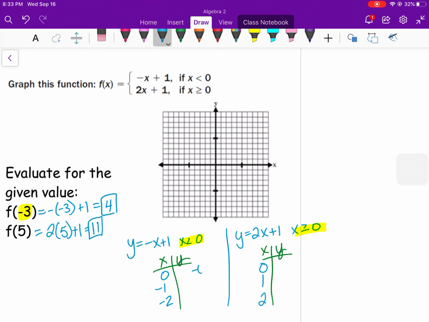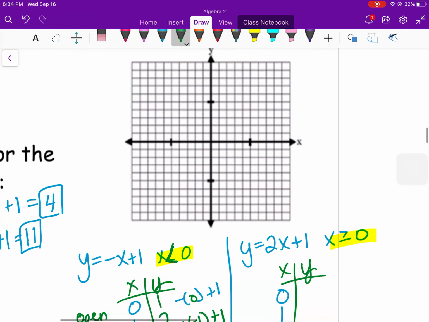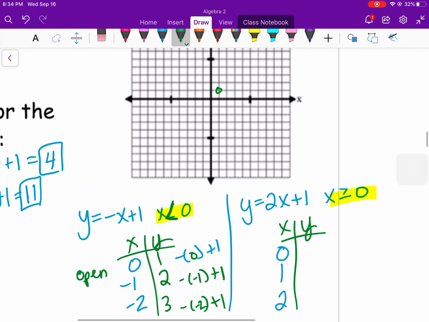So it's -x plus 1. So -0 plus 1 is just 1. -1 is +1 plus 1 is 2. -2 is +2 plus 1 is 3. Then since this x is just less than 0 on this side and is not equal to 0 for this particular function, the first point is going to be an open point on that line. So at 0, 1, we're going to have an open point, and then -1, 2, and then -2, 3.